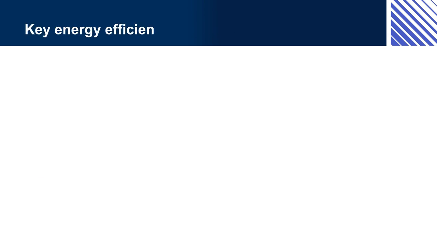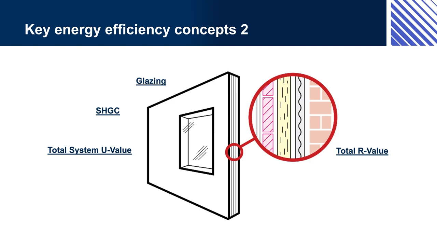Key energy efficiency concepts 2. In terms of insulating properties and energy efficiency, a high R value is usually good. But whether you want low or high solar heat gain coefficient, SHGC, and U values depends on how you want the particular window to function. So, in a northern location, where you want to keep the sun out of the building all year round, a window system with a low SHGC and a low U value is preferred. But in a southern location, where you might want to allow the sun into the building in winter, but exclude it in summer, a high SHGC and a moderate U value might work better.